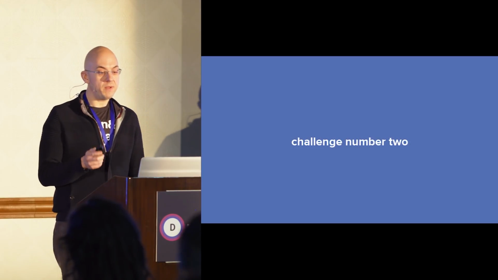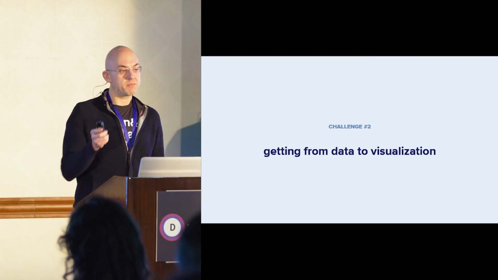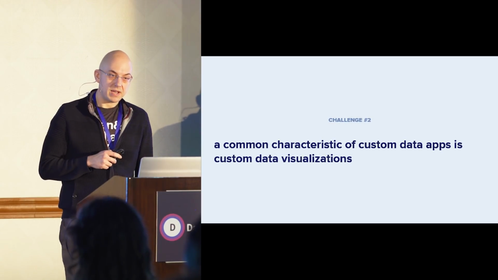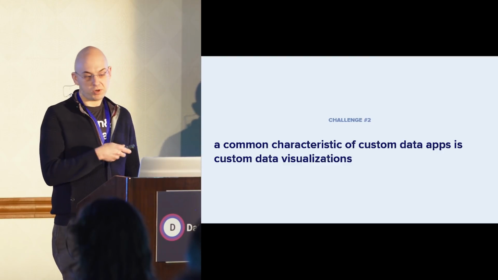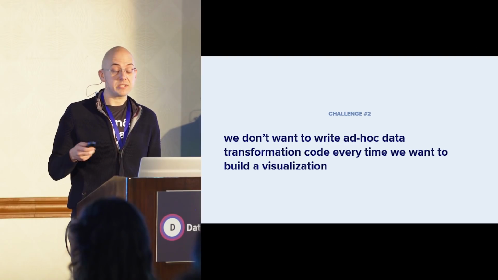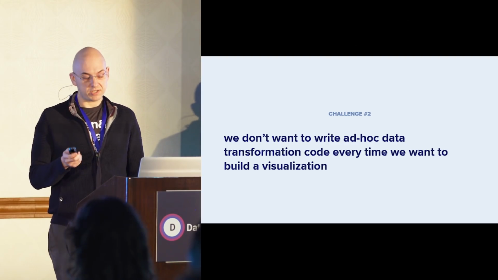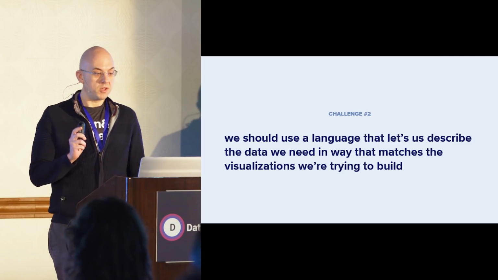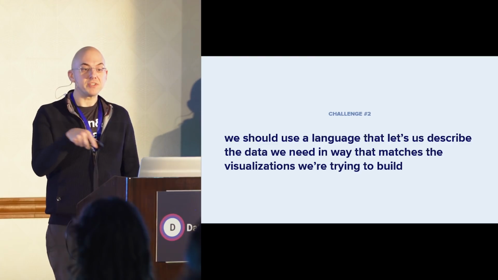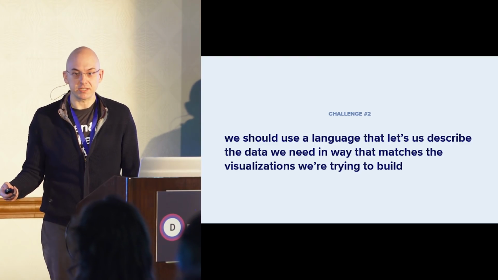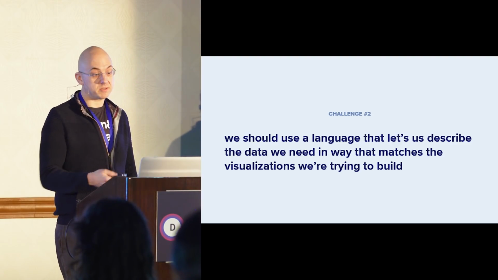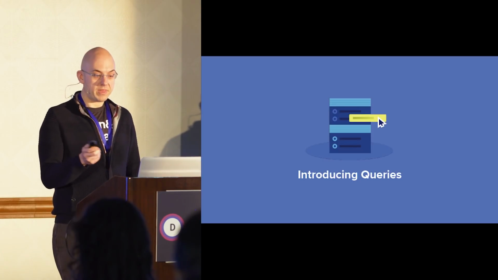So challenge number 2, when we build these apps, is getting from data to visualization. A common characteristic of all custom data apps is custom data visualization, pretty much across the board. So we don't want to write ad hoc transformation code every time we want to build a new visualization. This is particularly error-prone and also very difficult. What we should do instead is use a language that lets us describe the data we need in a way that matches the visualizations that we're trying to deliver in our applications, right? We want to decrease the distance between these two things to make it easier and faster for us to build these visualizations. So with that, we're going to introduce queries.